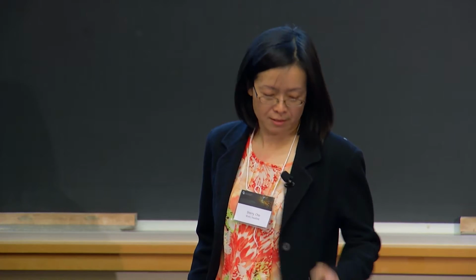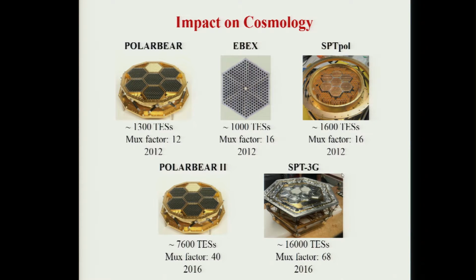Now, what's the impact? Berkeley has the following project called POLARBEAR at Chile. They deployed in 2012, and the factor is 12. And you can see EBEX, factor 16. South Pole Telescope, they're using my NIST detectors, with Berkeley readout, factor 16. POLARBEAR-2, this year or last year, factor 40. And this season, this winter, in November of 2016, SPT-3G just installed them, and the factor is 68.